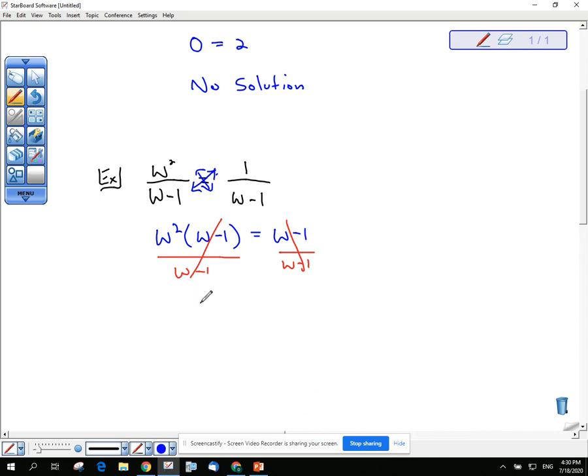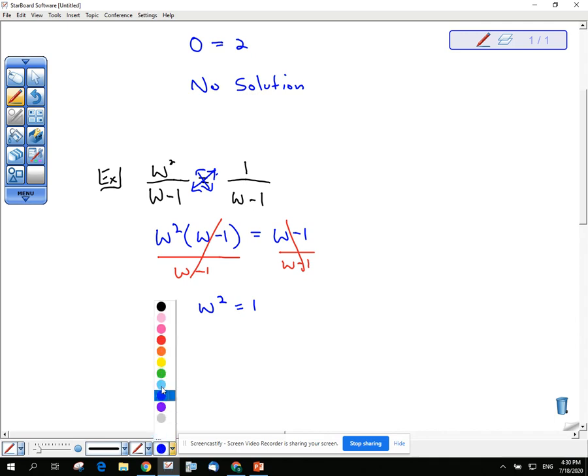Now, W squared is what's left on the left. This is a fraction that's equal to 1, right? Not 0. 10 over 10 is 1. Negative 3 over negative 3 is 1. W minus 1 over W minus 1 reduces to 1. Okay? So, careful now. There are two solutions to this.